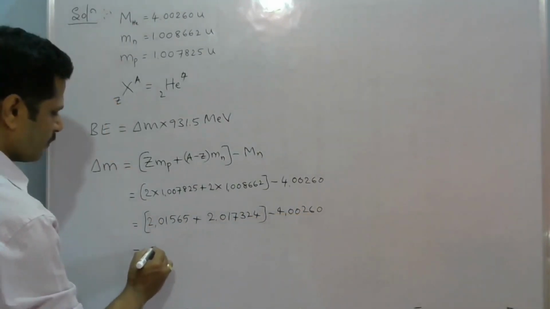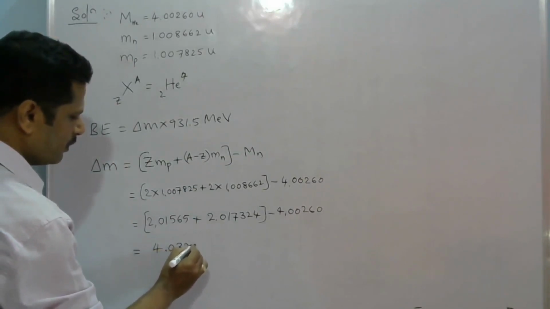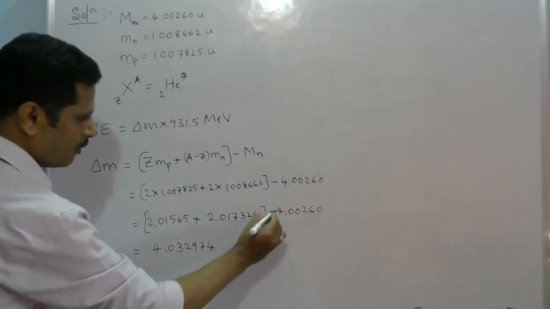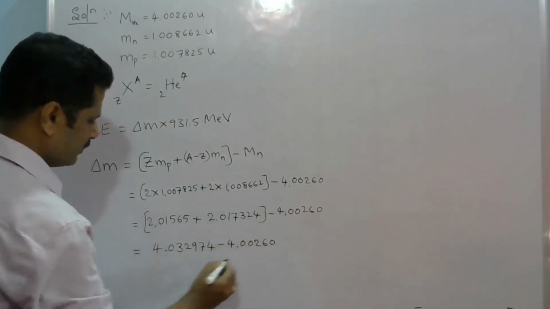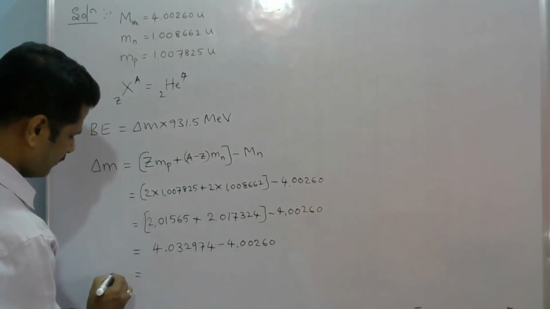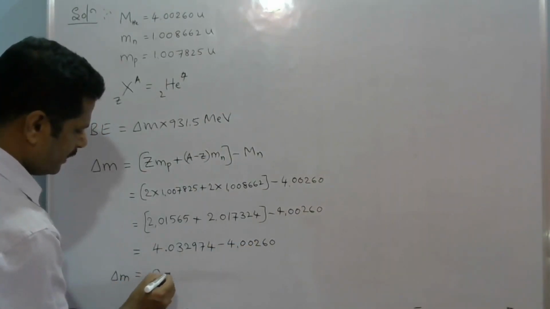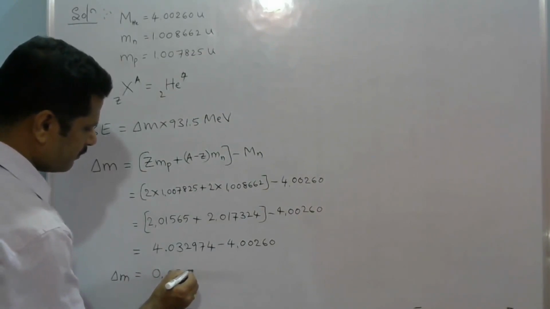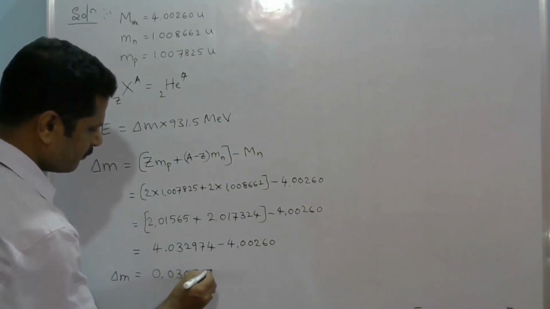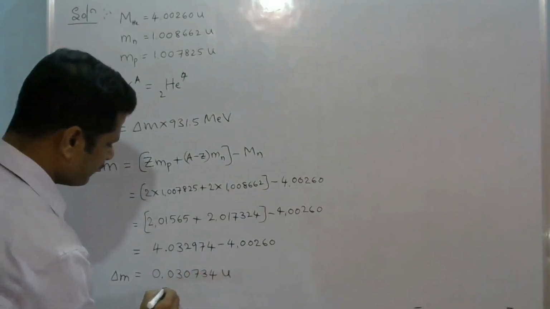On simplifying this, we get 4.032974 minus 4.00260, and this equals the mass defect, 0.030734. This is the mass defect.